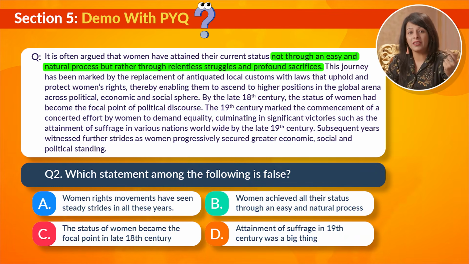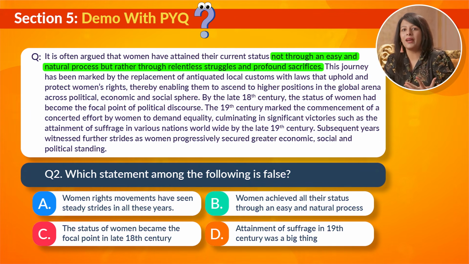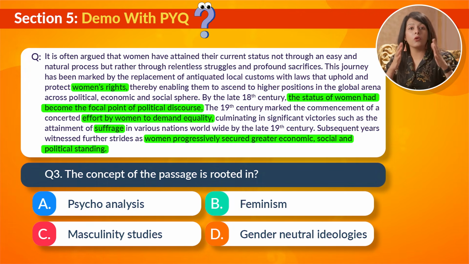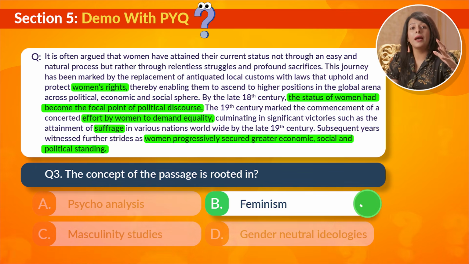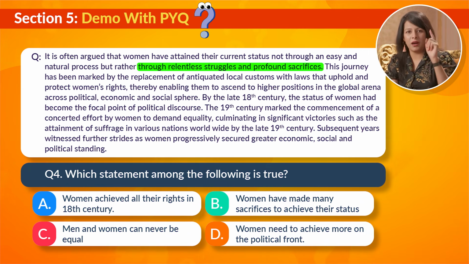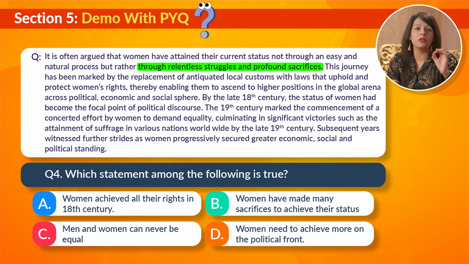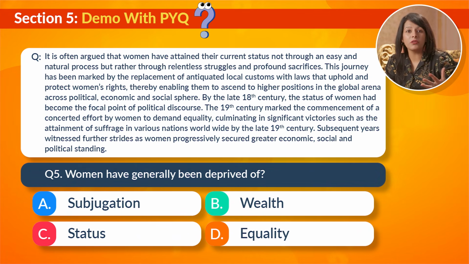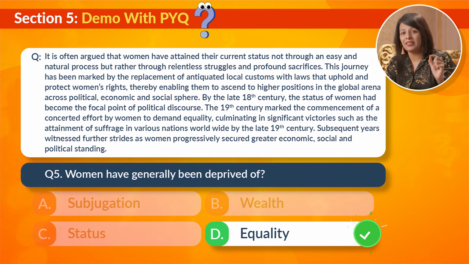The first line says clearly this was not an easy or natural process. So, any option that claims it was is false. So, the correct answer is B prime. This passage talks about equal rights for women, such as voting and the economic, political, and social standing of women. So, it is clear that the concept of the passage is rooted in feminism. The passage talks about how it took women relentless struggles and profound sacrifice to achieve this status. So, B is the correct answer. And throughout, we see women had to fight for equality. That's what they were deprived of. So, the correct answer is D.